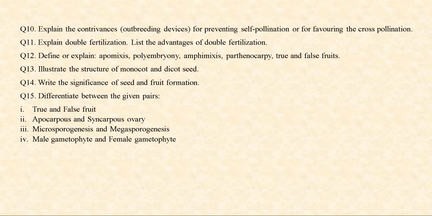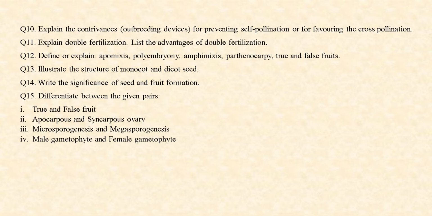Then explain the contrivances or outbreeding devices for preventing self pollination or for favoring cross pollination. Then explanation of double fertilization and its advantages. Then a few definitions or explanations you need to read here, like apomixis, polyembryony, amphimixis, parthenocarpy, true and false fruits.